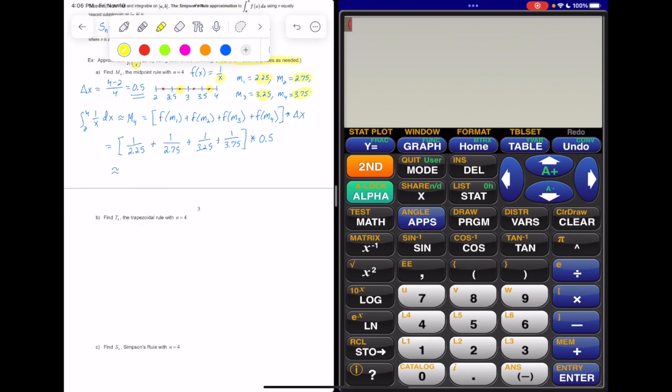I'm going to do an open parenthesis because I need to add all of them together before I multiply by 0.5. So 1 divided by 2.25 plus 1 divided by 2.75 plus 1 divided by 3.25 plus 1 divided by 3.75. That's the fourth height. So once I have all of those, I can end the parentheses and then multiply it times my delta x, which was 0.5. And if I round that to 4 decimal places, that would be 0.6912.